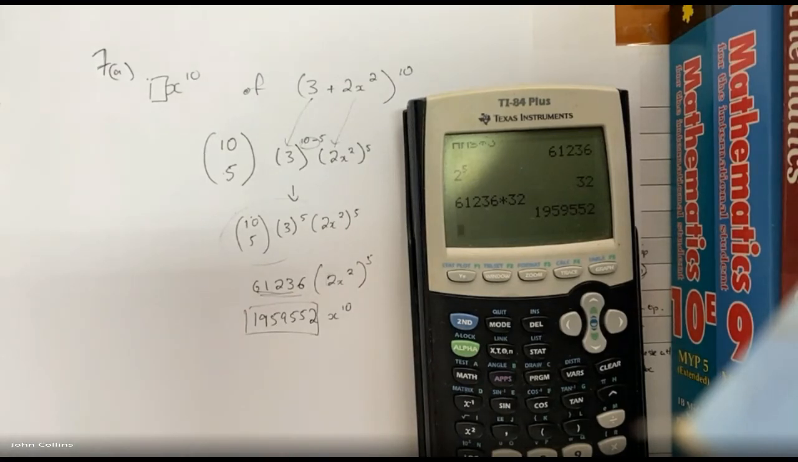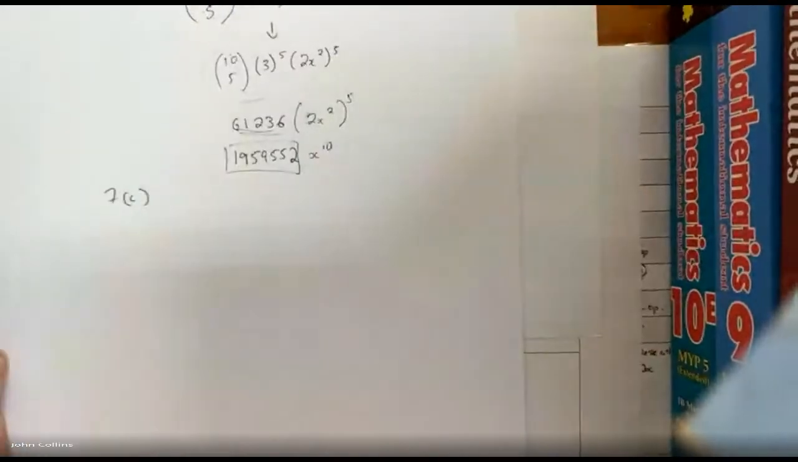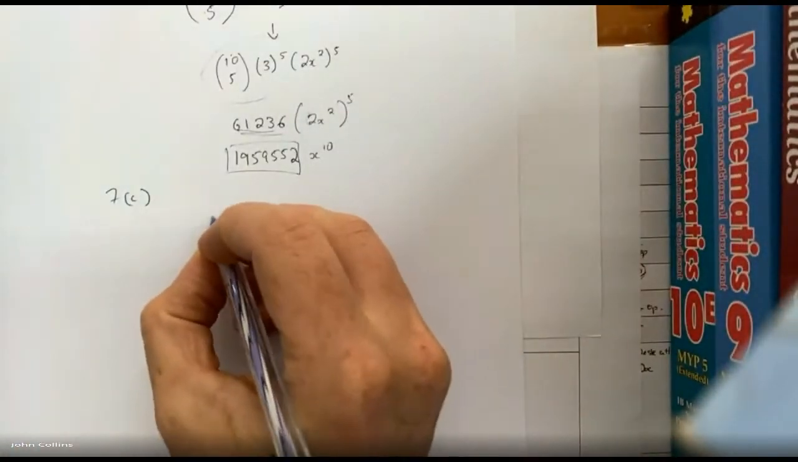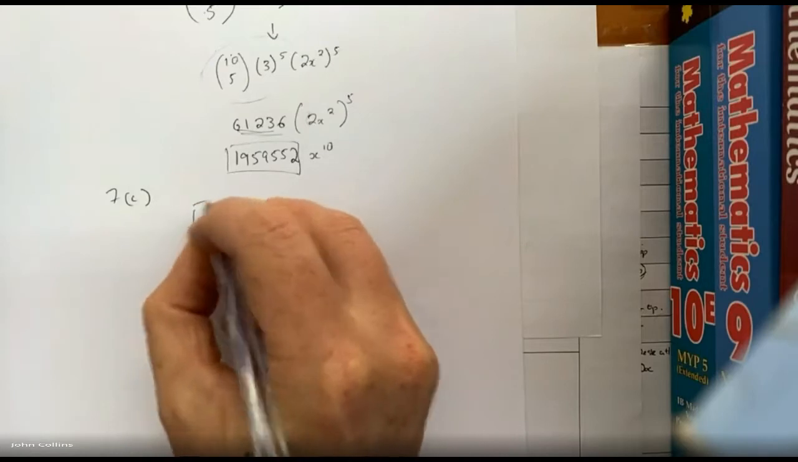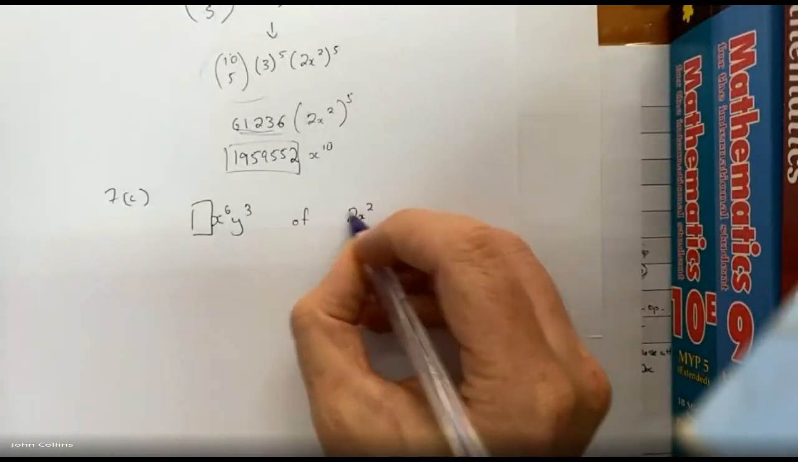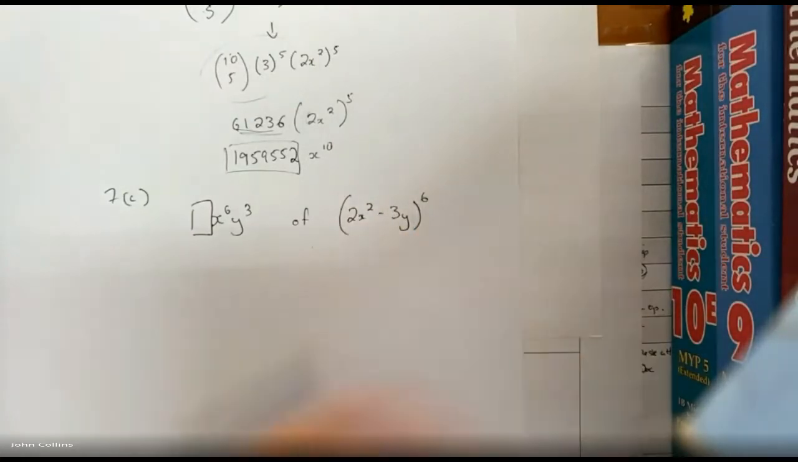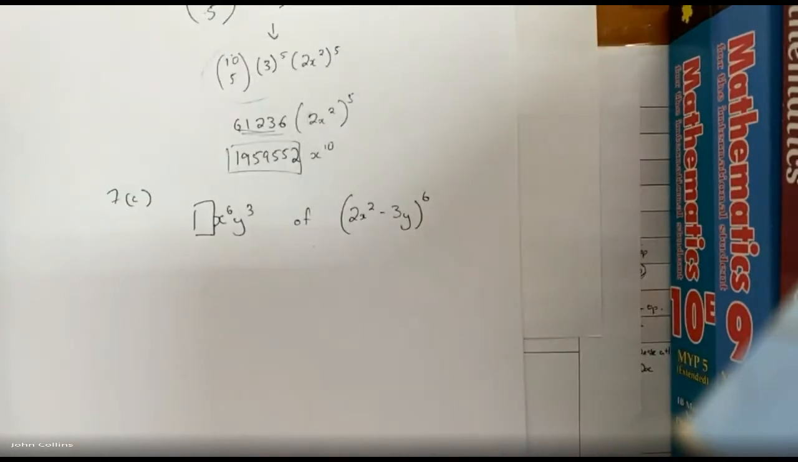You can still request a question if you want. The second one is 7c. Okay, so it's x's and y's, isn't it? So this one asks for the coefficient of the x^6 y cubed term, so for that number in front of the expansion of 2x squared minus 3y to the power of 6. All right.